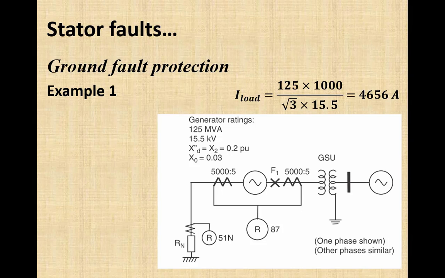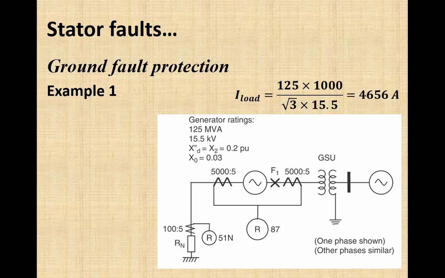Obviously these two CTs are stepping down current by 1000 times, and the CT ratio has been selected in such a way that during normal steady state operation of the generator, the secondary current of the CT should not be more than the rated secondary current, which is 5 ampere. So against this rated current, we will get 4.66 ampere on the secondary side of the CTs during normal operation. For the neutral connected CT, we have selected a CT ratio of 100 to 5.